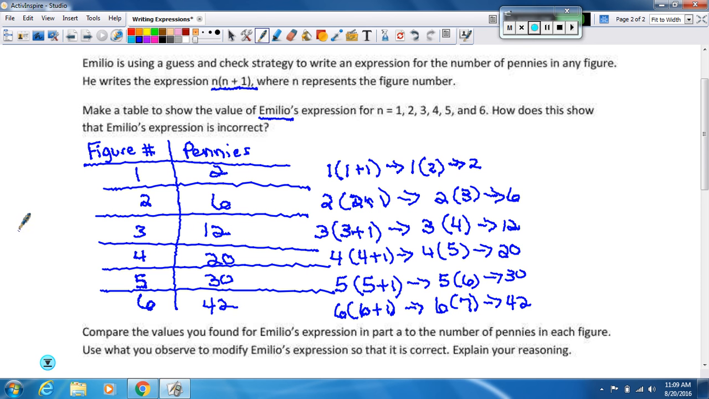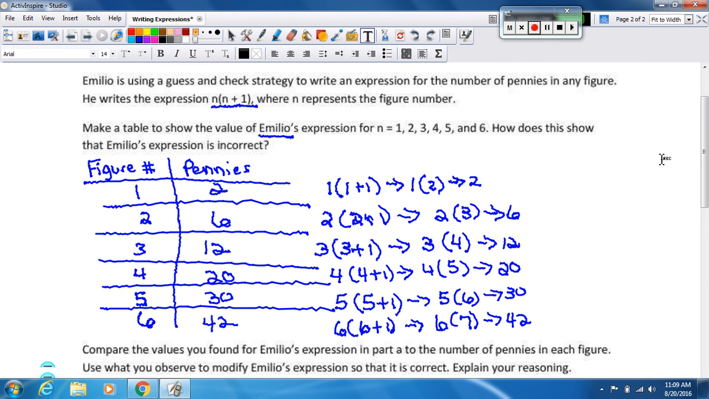Okay, that's Emilio's table. And it says, how does this show that Emilio's expression is incorrect? Well, if you compare it to the table that we got on the other side, Emilio's expression does not give the correct number of pennies in each figure. So that's the explanation for that one.